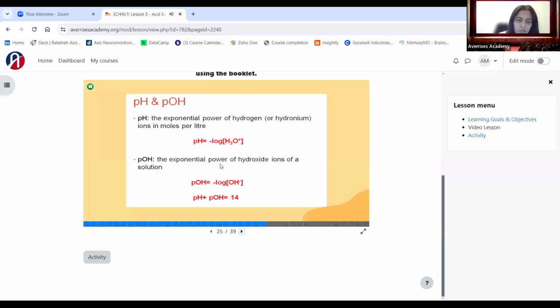Moving on to talk about pH and pOH. So pH is the exponential power of hydrogen or hydronium ions in moles per liter. And then pOH is the exponential power of hydroxide ions in a solution. Right, the pH of a solution is the negative of the logarithm to the base 10 of the hydrogen ion concentration. So pH equals negative log times the concentration of H3O plus. And then pOH is the negative log of the concentration of OH minus. And together, pH plus pOH will always equal 14.